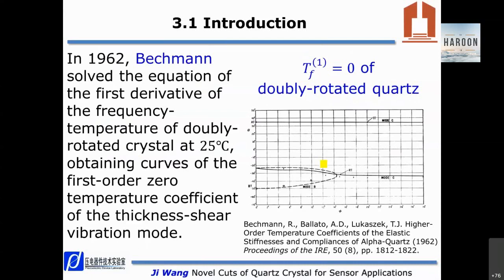People did more work on this, particularly by Beckmann, and these are researchers in the US. They studied the material properties, basically the elastic constants of quartz crystals with double rotations. This means the crystal is rotated twice. We found more accurate relations of frequency temperature, and this can help us to find some good orientations.